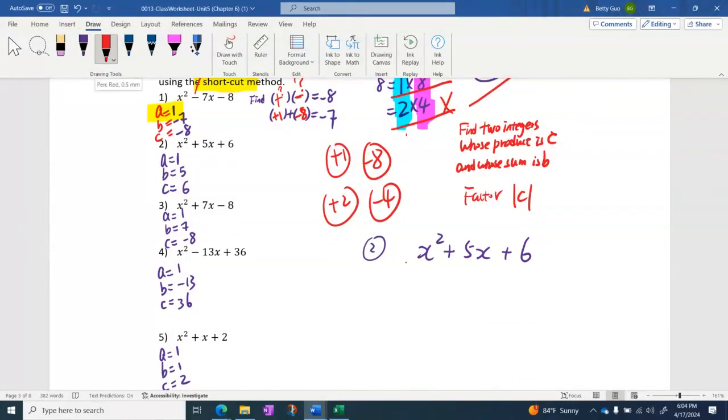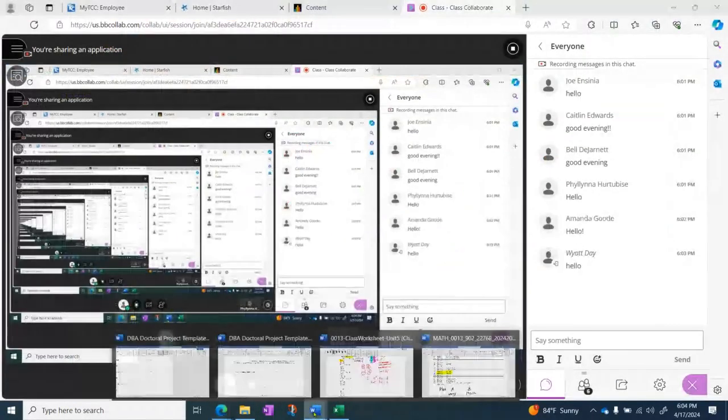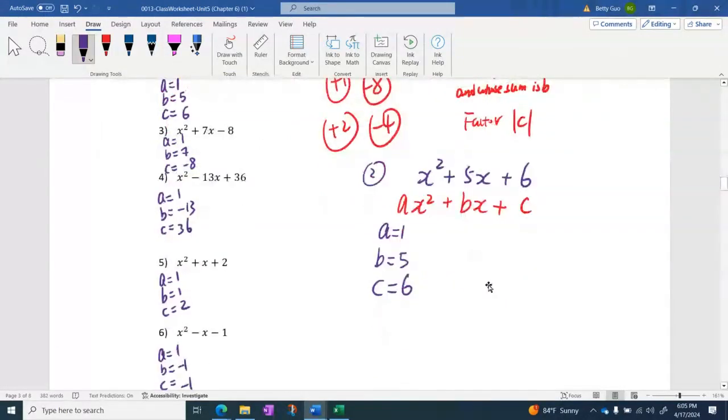Compare this trinomial with the standard form of the quadratic trinomial, ax squared plus bx plus c. And we can tell the given trinomial is a quadratic trinomial. Quadratic in algebra means degree 2. And we have a, the leading coefficient, equals 1, b, the coefficient of x, equals 5, c, the constant, equals 6. So the shortcut method applies here.